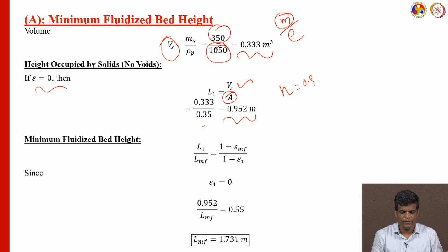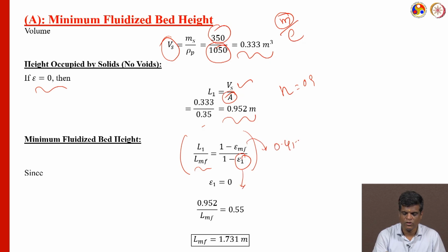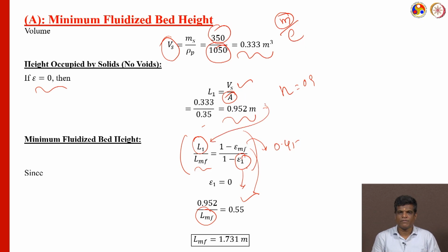Now we have to get the minimum fluidized-bed height. This formula we already discussed: L1 by LMF equal to 1 minus epsilon MF over 1 minus epsilon 1. The epsilon 1 is 0, because there is no void space, but the minimum fluidization voidage we know is 0.45. So we got 0.55 here. We do not know the LMF value, and L1 we got from before. From there we can calculate the minimum fluidized bed height LMF in terms of meter.